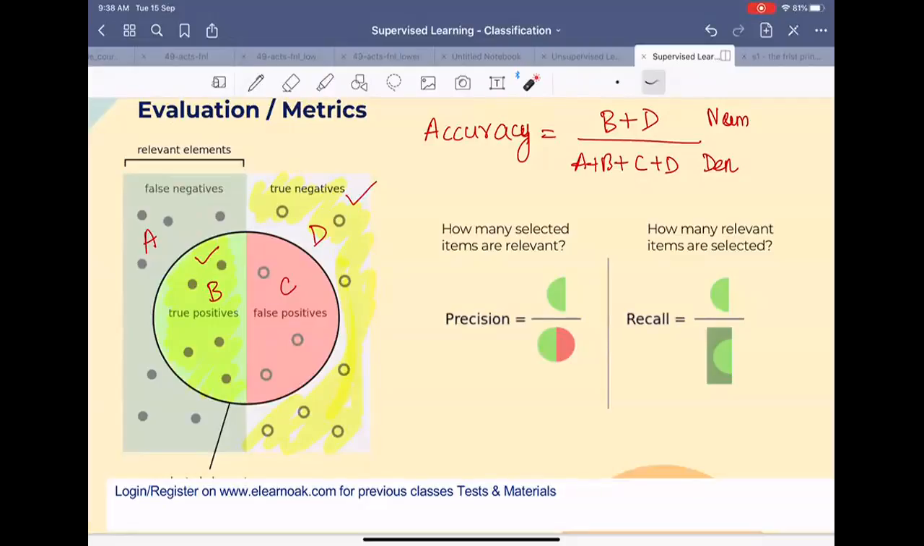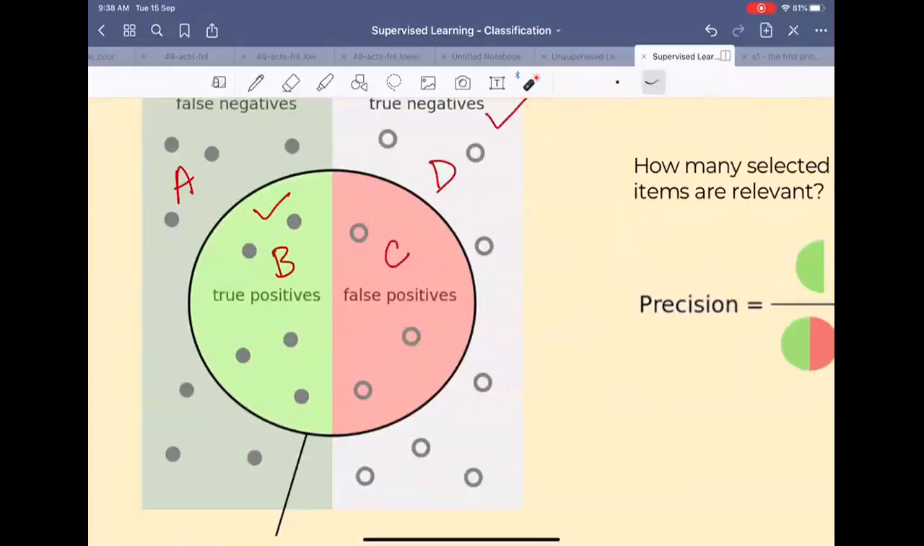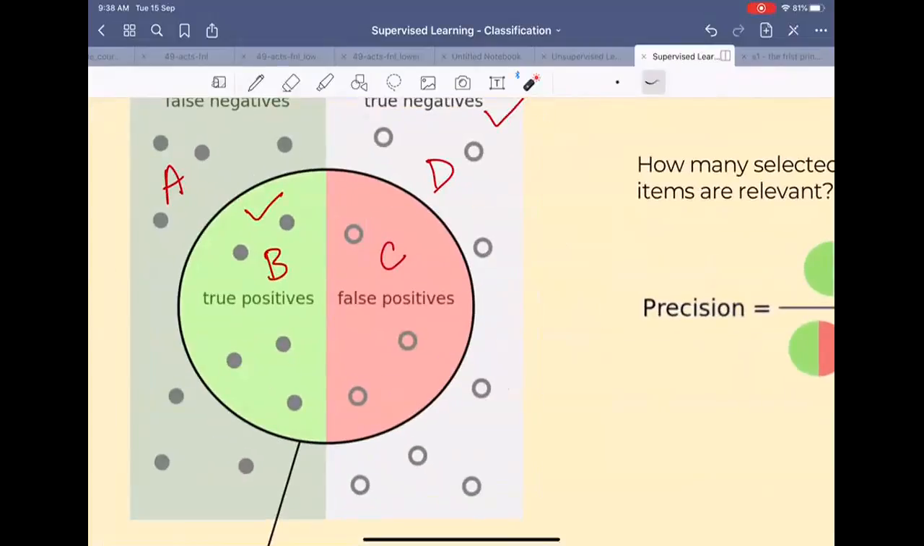Because of this, now we have four sections, A, B, C, D, out of which B and D, we are right. And A, B, C, D is the total, so that becomes the denominator. I hope you understand what accuracy is. Accuracy is the number of times you are right divided by the total number of times. Let us look at two more interesting things.